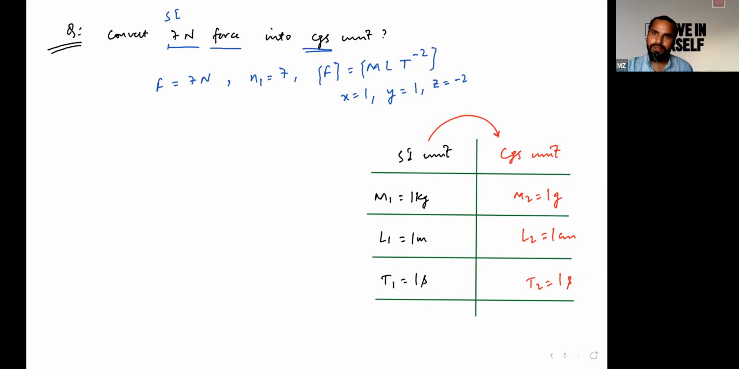Check whether their units are equal or not. We have kilogram here and just gram here. So convert this part in terms of gram, so it would be 1000 gram. Similarly, on converting meter to centimeter, it would be 100 centimeter. And here time is common in both these two systems. Is it clear?